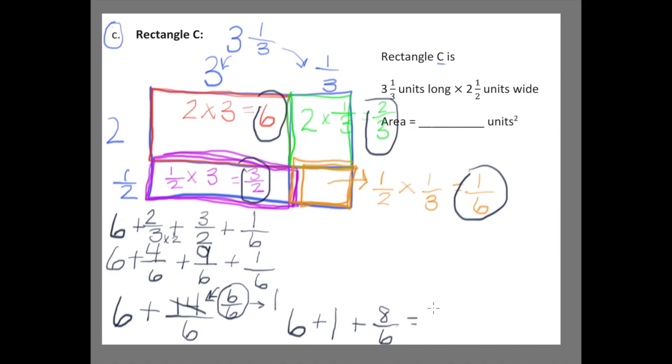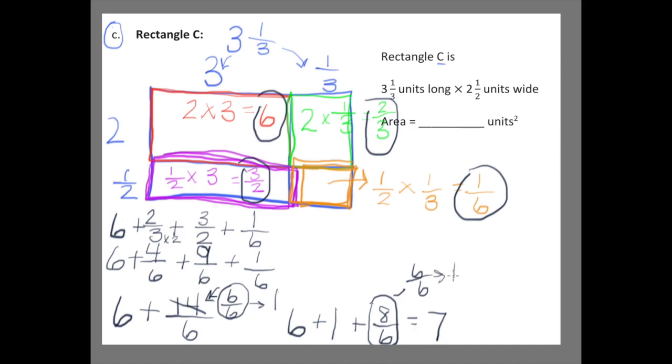Let's go ahead and simplify this again. 6 plus 1 is 7. Another form of 8/6, we can go ahead and say improper fraction alert. 8/6 is an improper fraction because the numerator is larger than the denominator. Let's pull another whole number out of 8/6. Let's pull another 6/6 out of 8/6.